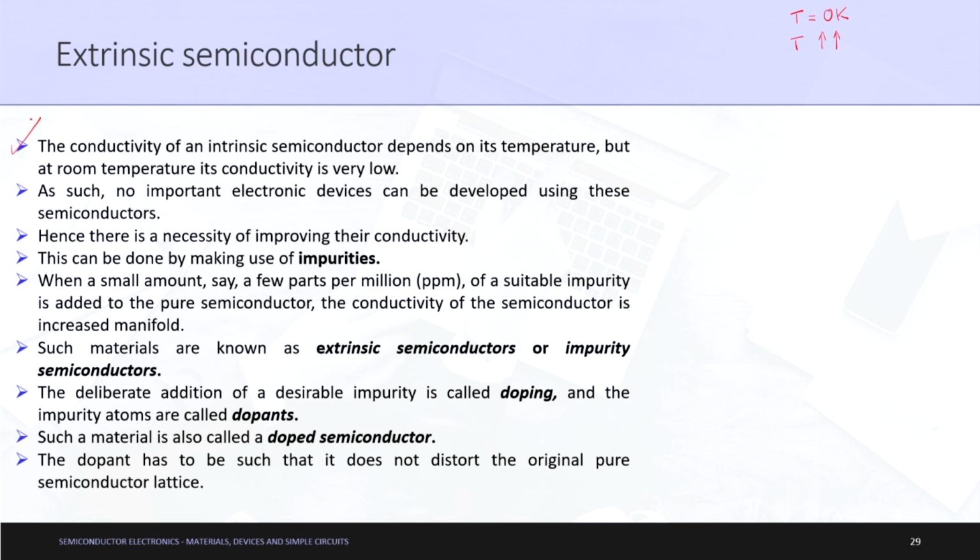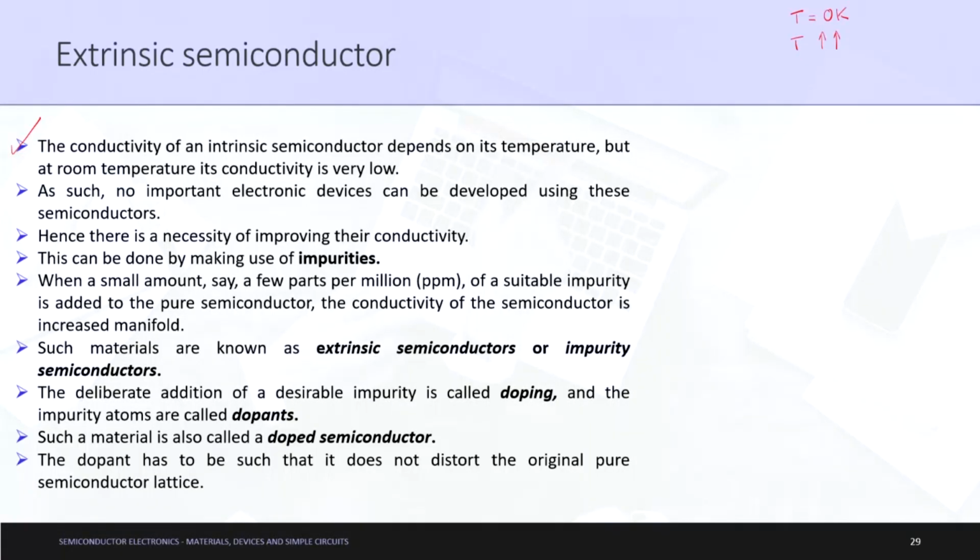Generally, for our day to day use we need such conductors which can at least be used at room temperature. If it cannot be used at room temperature, then the applicability in day to day life is very less. So, scientists or researchers tried to develop new things, so that these semiconductors can be used at room temperature also. As such, no important electronic devices can be developed using these semiconductors, quite evident, because the majority of things we need in day to day life should at least work at room temperature. Hence, there is a necessity of improving their conductivity.